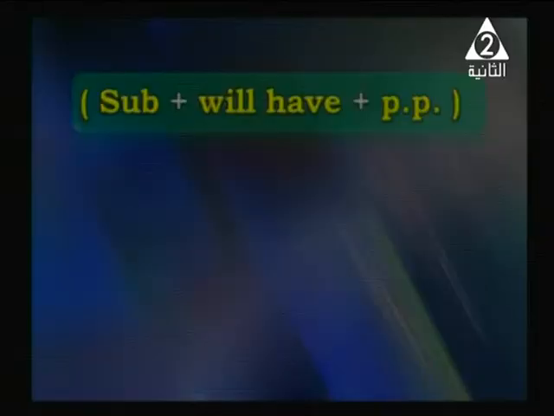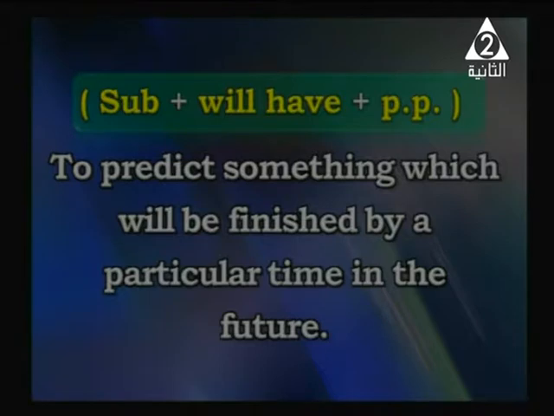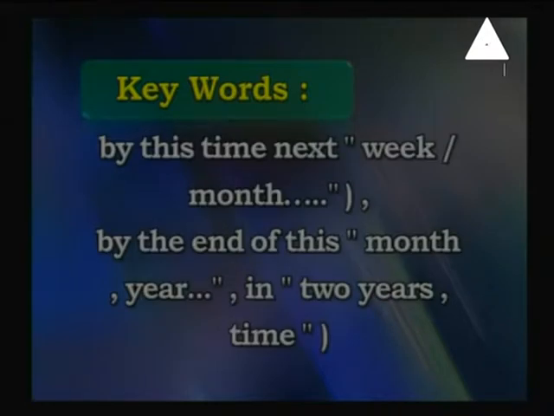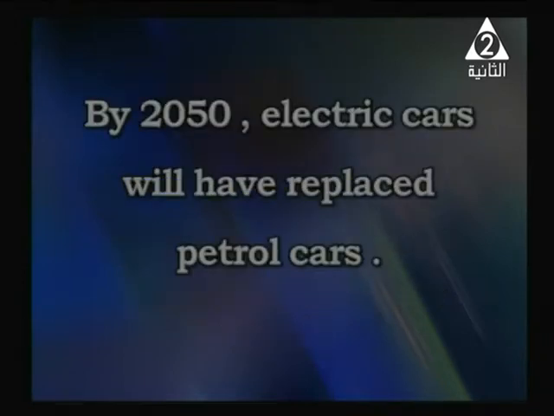It has many uses. It has different keywords that we're going to know. Even the way that we write it is different. Let's see together how we can write it, the examples that I'm going to show, and also how we can put it in the passive form. So subject plus will have plus past participle. This is to predict something which will be finished by a particular time in the future. Keywords: by this time next week, next month, by the end of this month, year, in 2 years' time. As you can see, the keywords include by and in.